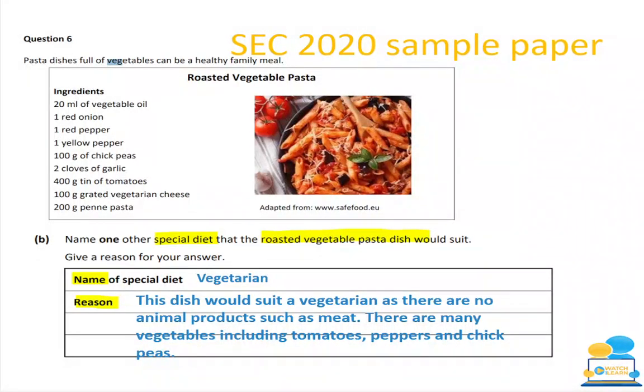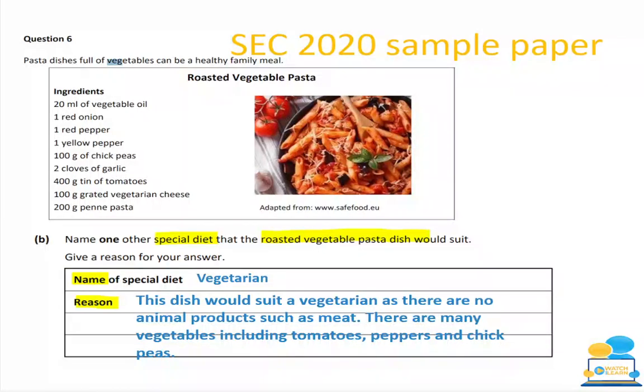So, part B, name one other special diet that the roasted vegetable pasta dish would suit. Give a reason for your answer. It says then underneath you've space and it says name a special diet and reason. So what I will be doing here, I'll be highlighting that it says name a special diet, and then you have to give a reason. So giving a reason means I'm giving full sentences. So because we are looking at vegetarianism and veganism in this Saturday session, I'm going to go with one of those.